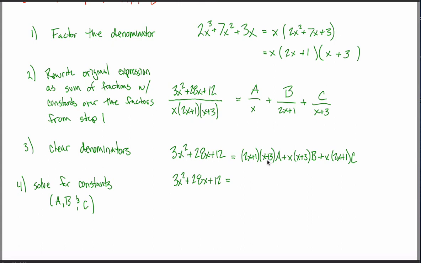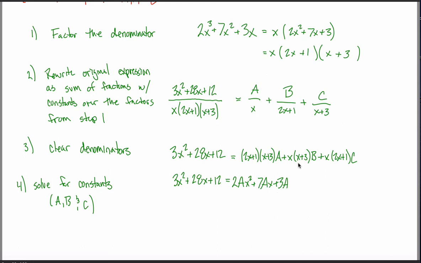2x plus 1 times x plus 3 is 2x squared plus 7x plus 3. I guess I have that written up here. So I have 2x squared plus 7x plus 3 times a. If I take that a and distribute it through, I get 2ax squared plus 7ax plus 3a. Didn't quite follow that? That's okay. We'll get another chance to do it again.